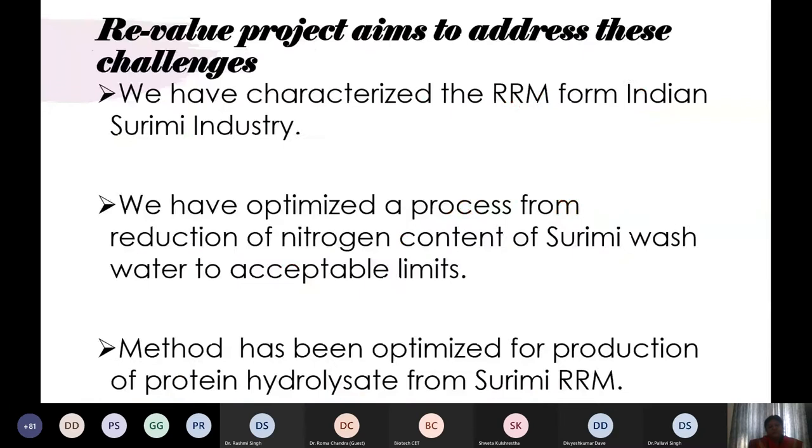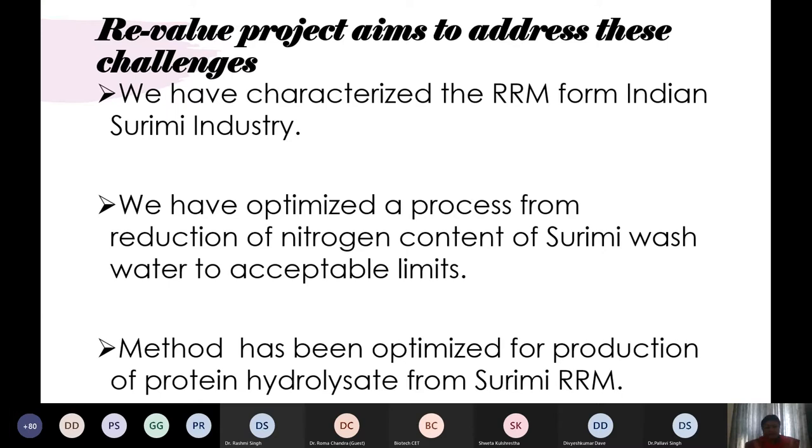So in this project, we have addressed these problems. We have characterized the RRM from the Indian surimi industry, and we have optimized the process for reduction of nitrogen content of surimi wash water to acceptable limits, and methods have been optimized for production of protein hydrolysate.